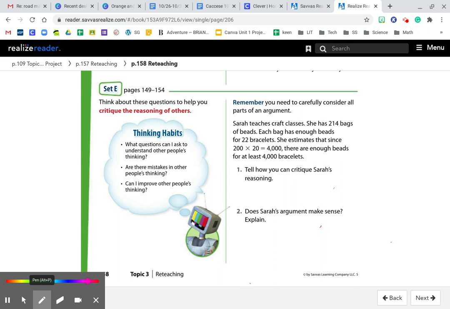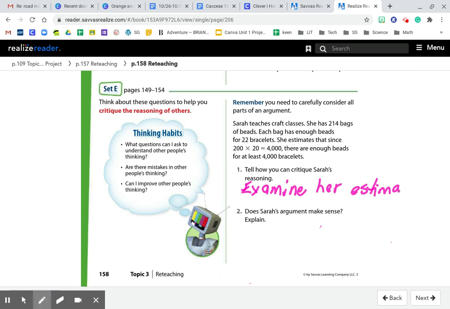Tell how you can critique Sarah's reasoning. So let's take a look at her estimate. I'm going to examine her estimate, examine her math, and does her argument make sense? Well, we're going to do it ourselves and see what we come up with. So 214 times 22. We want to figure out how many bracelets we can make. Do you want an over or an underestimate for this? I would probably want an underestimate for this, not an overestimate.